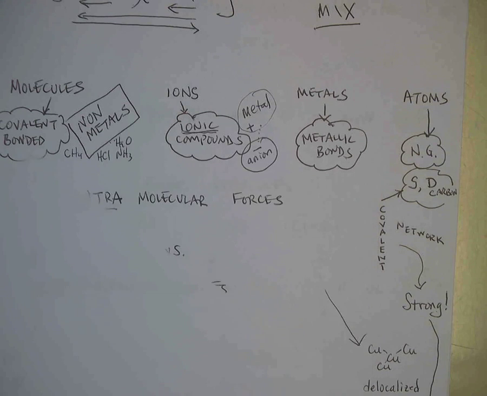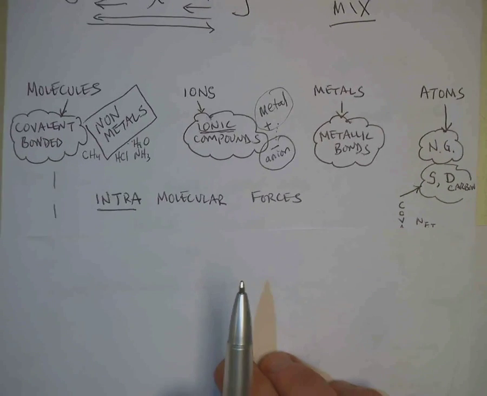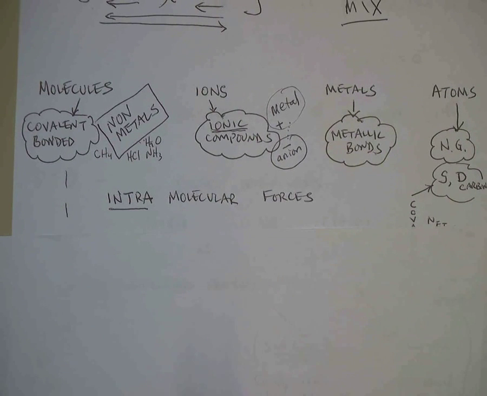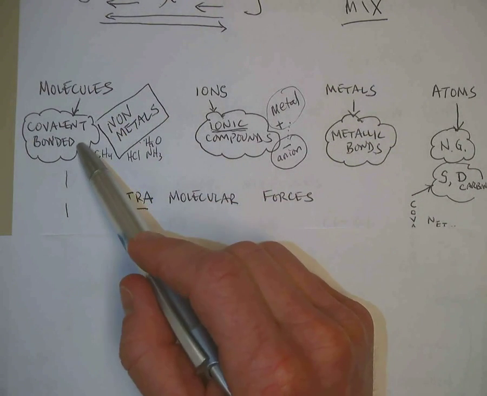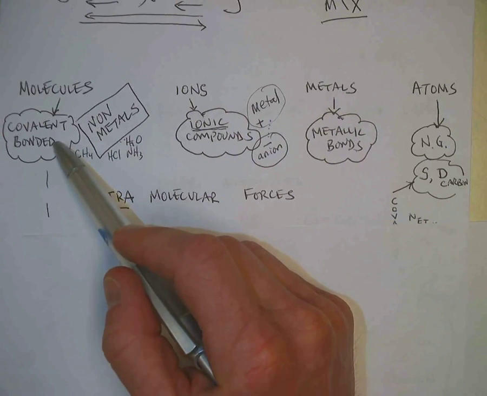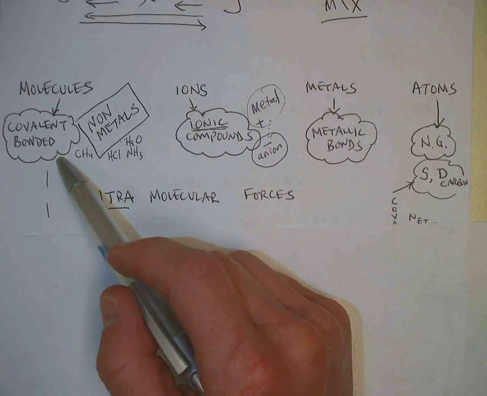All right, those are the four classes. The four classes tell you what the intramolecular forces are that hold these things together. In molecular substances, it's covalent bonds that hold them together. And to break a covalent bond means that you're changing the substance.